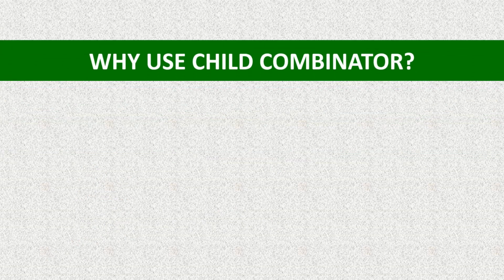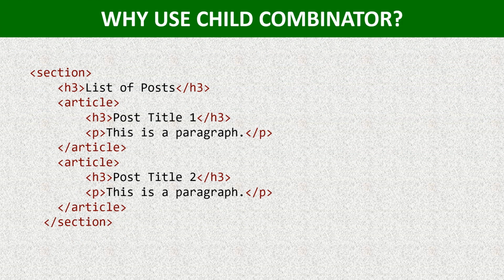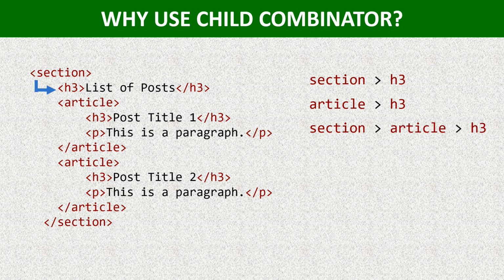Why use the child combinator? First, it increases the specificity of your CSS selectors. By targeting direct children, you ensure that only the intended elements are styled. This helps to avoid unintended consequences and keeps your code clean. Second, the child combinator helps keep your CSS code more organized and easier to maintain, especially when dealing with nested elements. Let's move to practical examples.